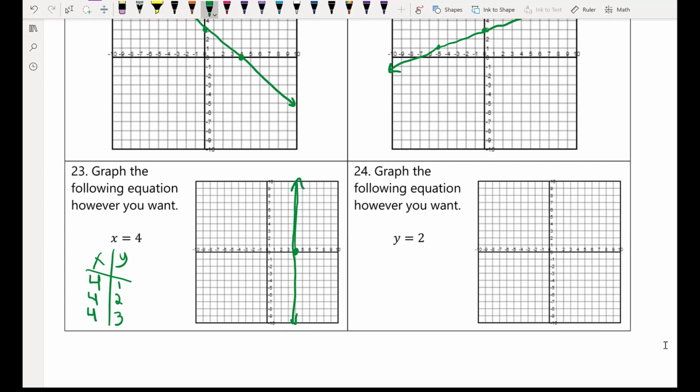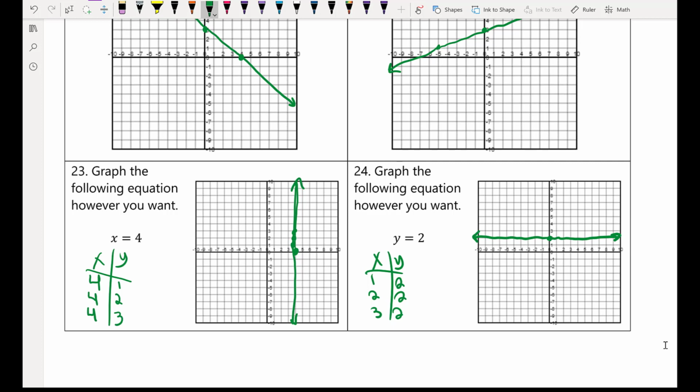And you can see how that matches up with our points over here. We've got 4, 1, 4, 2, 4, 3. All of our x values for this line have to be 4. That's what x equals 4 means. For 24, we've got y equals 2. So we can think the same thing with the table of values, that y has to be 2 the whole time, but x can be whatever it wants. We can think about putting a dot at 2 on the y-axis because it's y equals 2, and then just drawing a horizontal line.